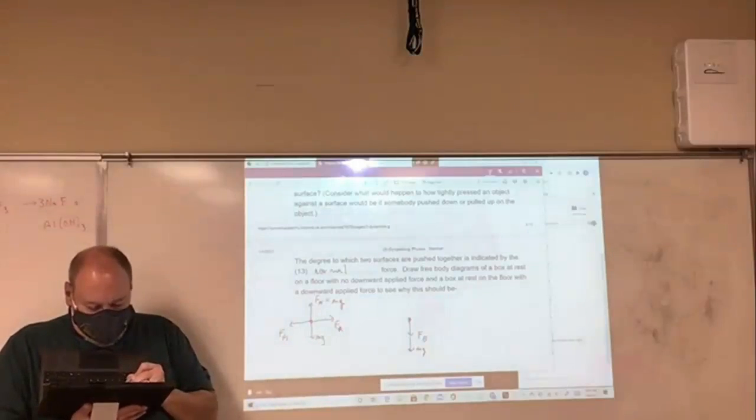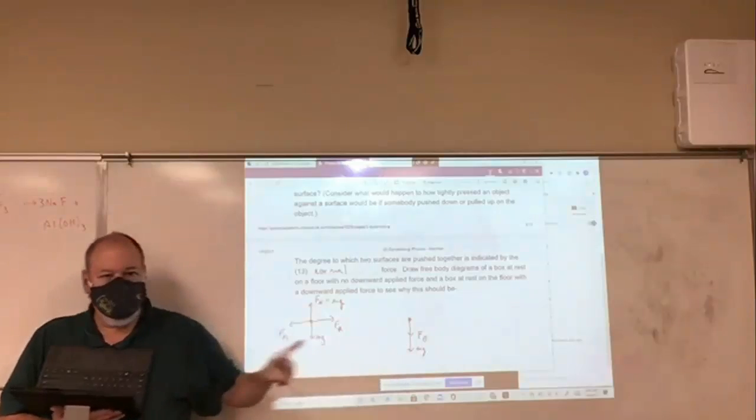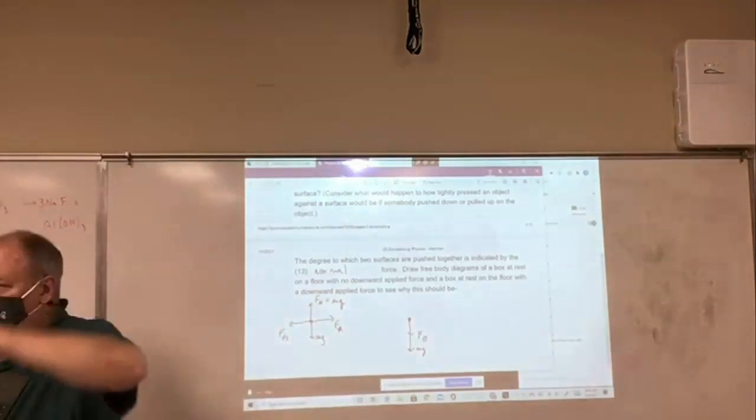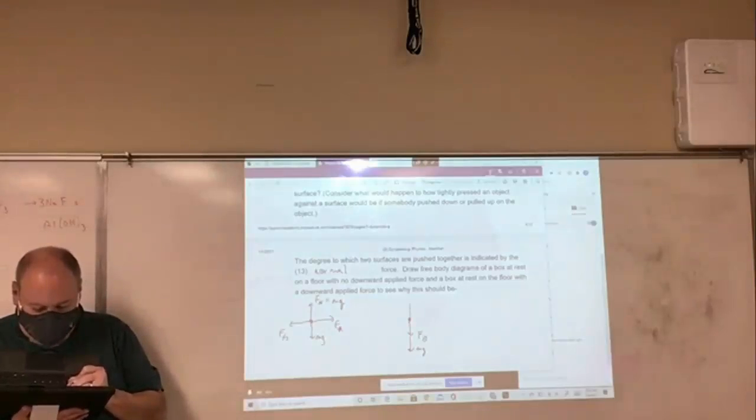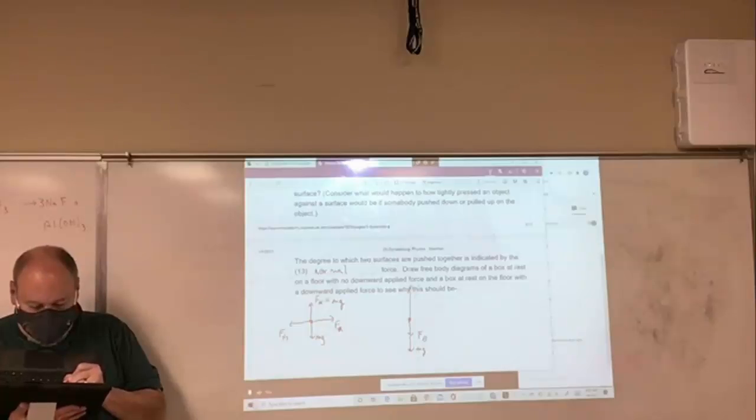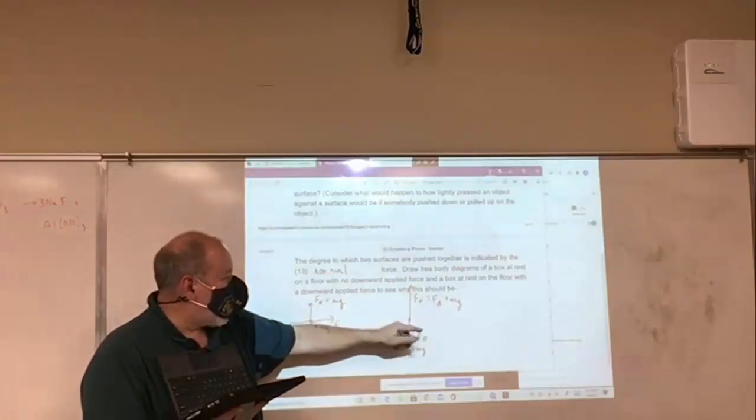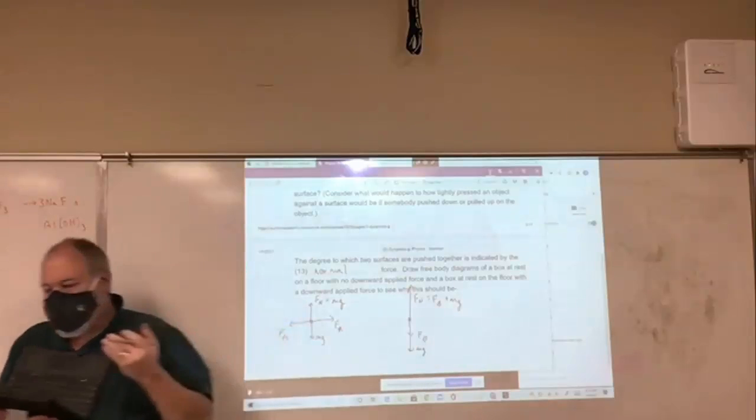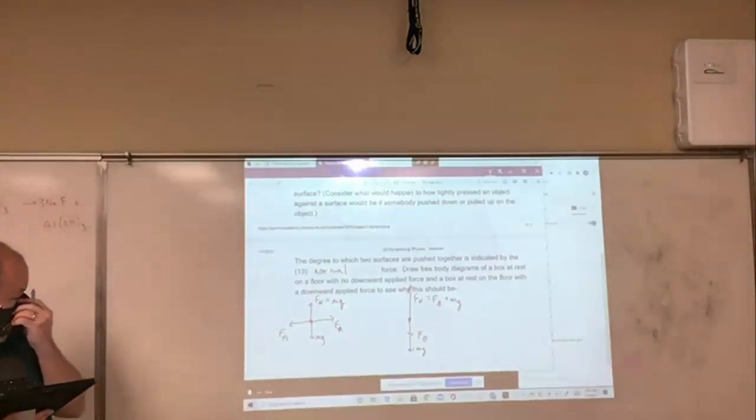Now what's happened to the normal force? Does it stay the same as it was here? Does it just equal mg? Is the box accelerating up or down? No, so it has to balance both of those forces now, right? So my normal force now equals FB plus mg. And hopefully you would agree that the box is pushed more tightly on the surface now than it was before, right?